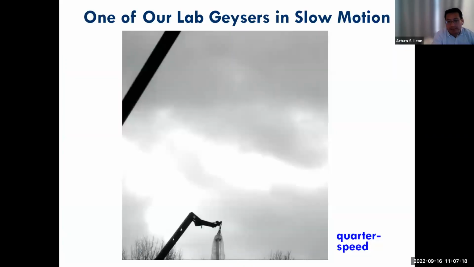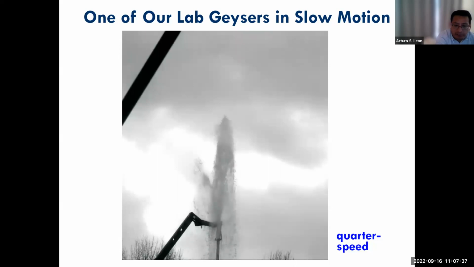So they are very violent events. The heights might go over 100 feet, and we have done this in the lab while I was at Oregon State. When I was there before, we did some experiments, and right now we are conducting some experiments at FIU. So this is in slow motion, the geyser at a quarter speed.